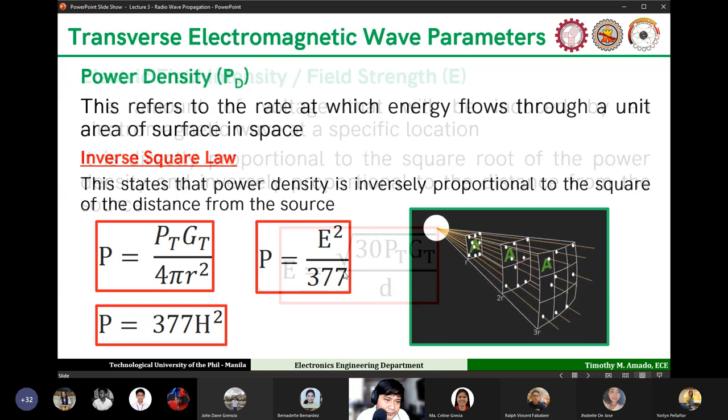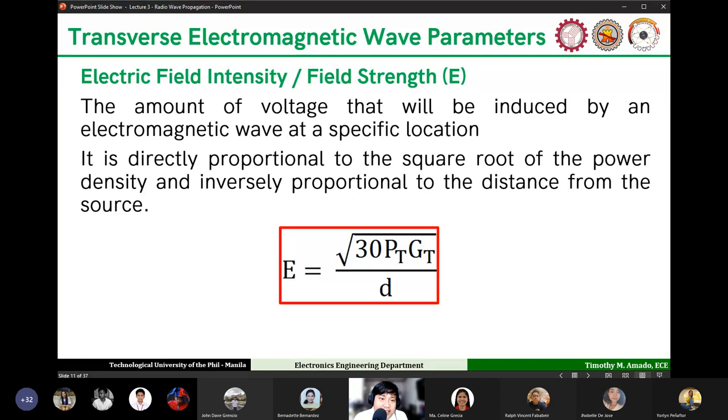Ngayon, we can also calculate for the electric field intensity or field strength. Basically, this is the amount of voltage that will be induced by an electromagnetic wave at a specific location. So ito yung formula niya, guys. Galing lang to dito. Ito, bale yung square root ng 30 PT GT over D, derived lang siya from the power density. Ito yung ating equation for the electric field intensity or the field strength. Okay, guys? Right. So, I think we can solve a problem with regards to this one.